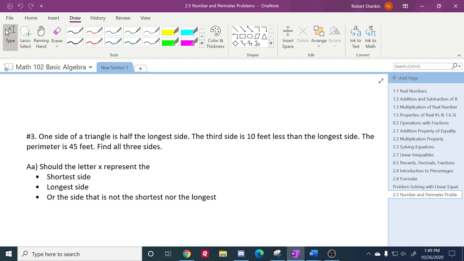So, the beginning part is, if we were going to create one variable x, should it represent the shortest side, the longest side of a triangle, or the side that's kind of in between the other two, that is not the shortest or the longest? So for this particular problem, the letter x should represent which one? Type up your answer into your group chat, but don't hit enter yet.